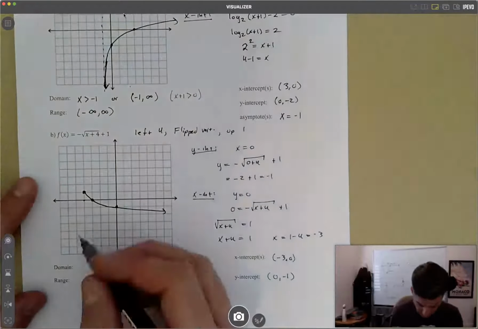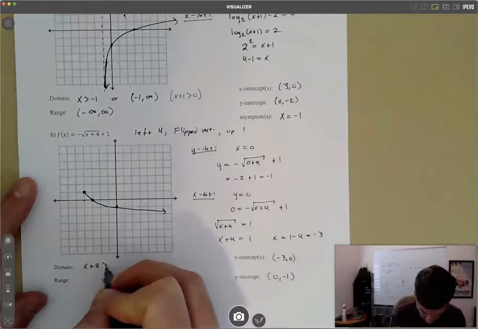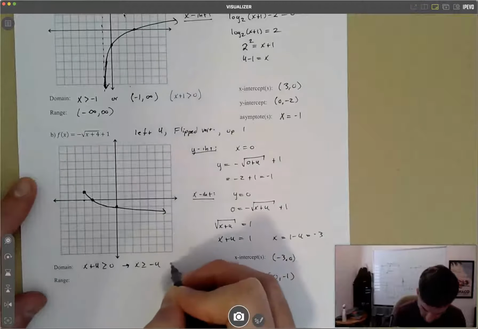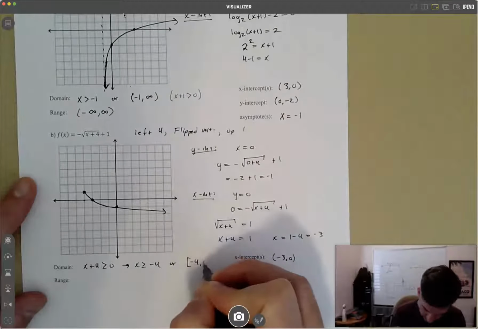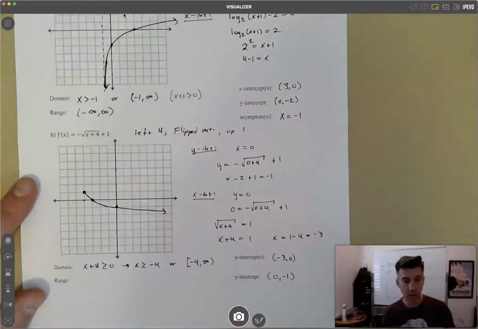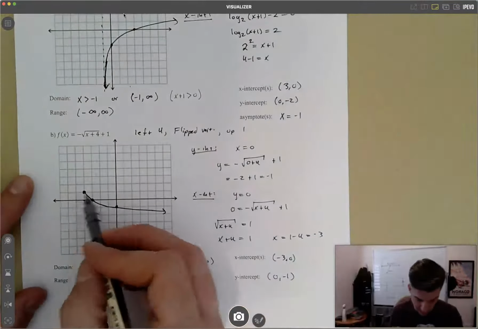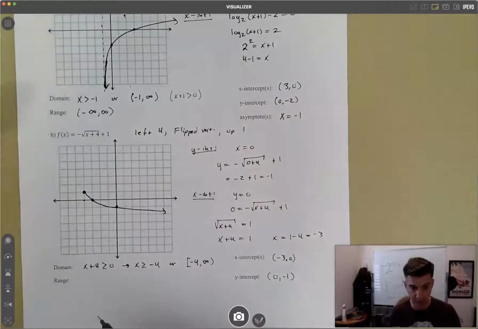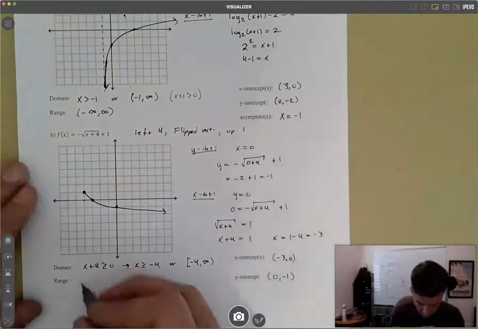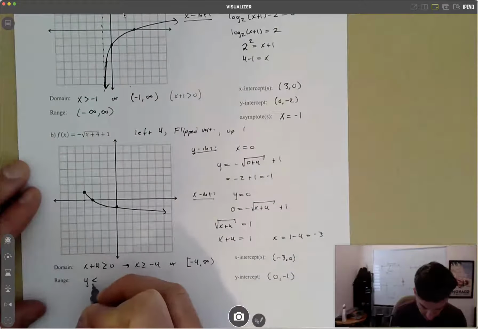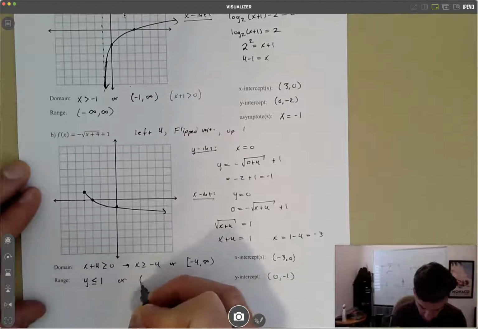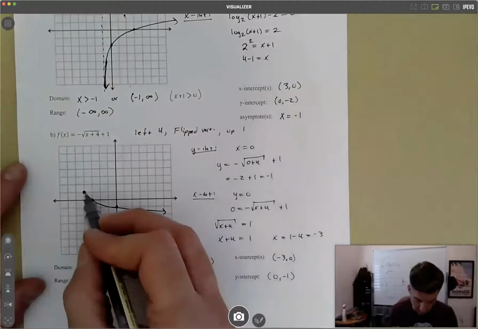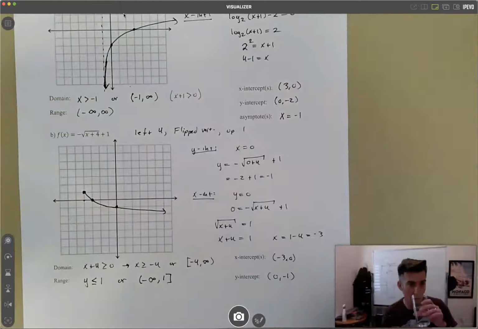The domain, well, we know that x plus 4 had to be greater than or equal to 0. So we get x greater than or equal to -4, or [-4, infinity). The range, well, again, looking at the graph, we can see that the highest y value is 1, and then all the y values are going to be smaller than that. So down, down, down, all the way to -infinity. So my range is going to be y is less than or equal to 1, or (-infinity, 1], with a bracket. We do have a bracket because we are including that point there.